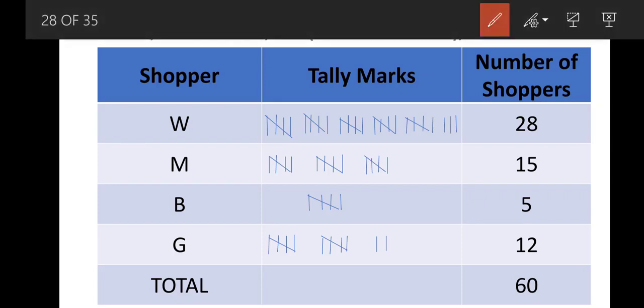So what I have done here, I have taken the shoppers, tally marks, number of shoppers. As it is already given to us in the question that there are categories of women, men, boys and girls, I have written the shoppers like this. Tally marks, I counted the number of women who visited. So I found it 28. For men it is 15, for boys it is 5, and for girls it was 12. And total I found that 60 people visited during the first hour in the morning. So I have made the frequency distribution table by counting and getting to know the frequency or number of shoppers.